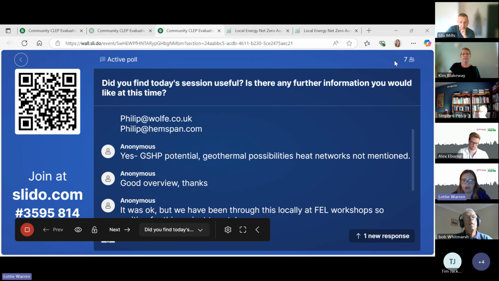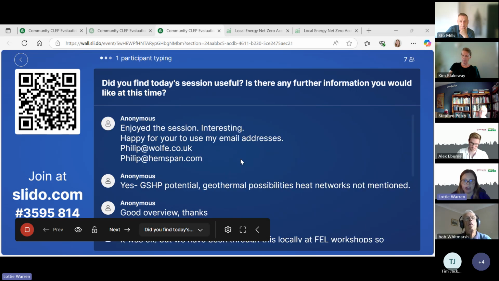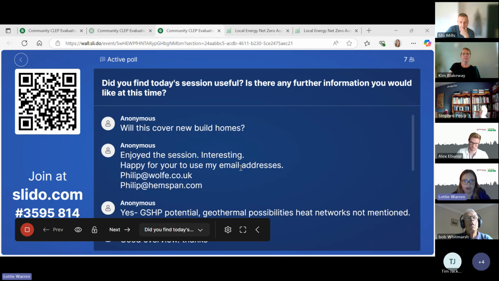Got there. The ground source heat pump potential, geothermal possibilities, heat networks. Not mentioned in this one, but definitely something we can pick up in future sessions. I'm really interested to know that people are interested in that. We have been doing a little bit of heat network work for the wider LEAP, so we can certainly share that with everyone. Interesting. Oh, great. Thank you, Philip. Happy to use your email address.